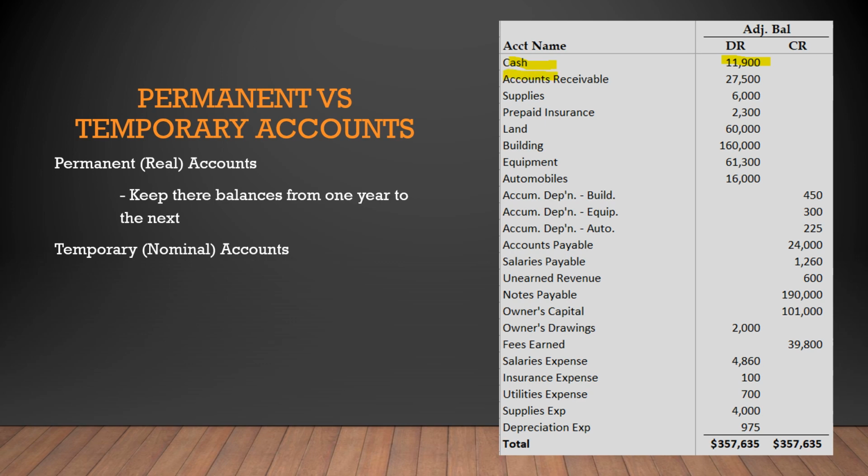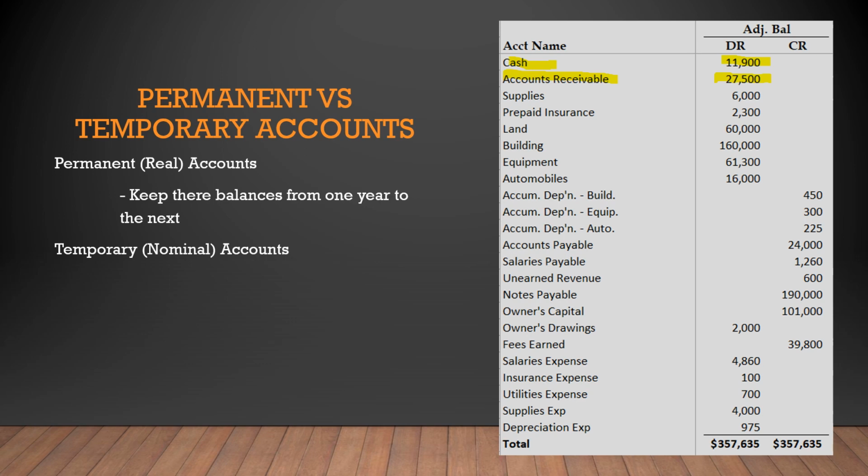Accounts receivable is another good example. The customers that still owe Coats and Arms $27,500 as of the end of the year will still owe CNA that money as of January 1st next year. Their debt isn't wiped out with the arrival of the new year.